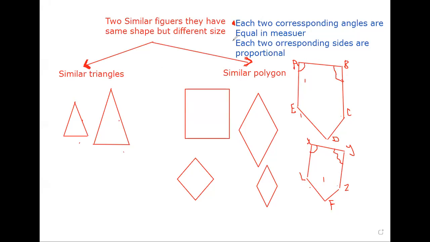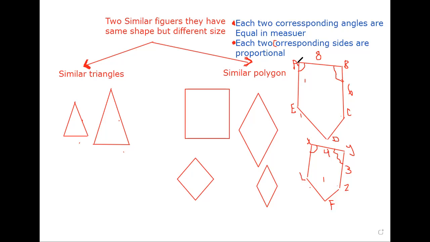Two conditions, right? The first condition is each two corresponding angles are equal in measure. Like I said, angle A with angle X, they should have the same measure. What about each two corresponding sides? Corresponding sides are proportional. If I have AB equal 8 centimeters and XY equal 4 centimeters, and this side equal 6, so this side should be equal 3.